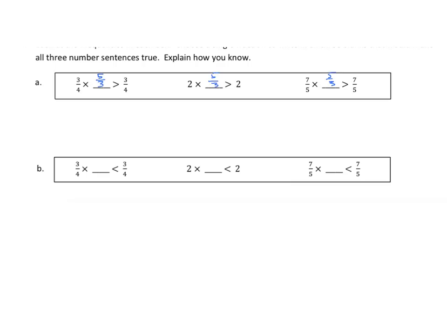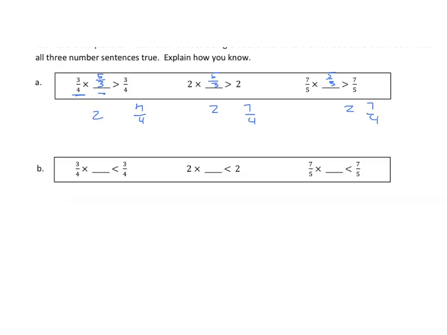Any number of things would work. I could use the number 2, right? It would work for all of these. I could use 7/4. It would work for all of these. The key concept here is if I multiply a factor by another factor that's greater than 1, I end up with a greater number in the end.